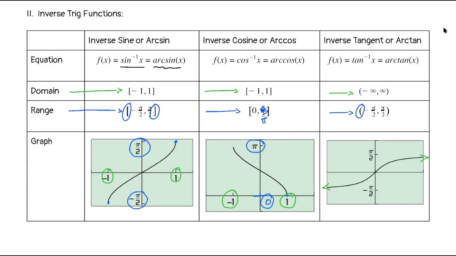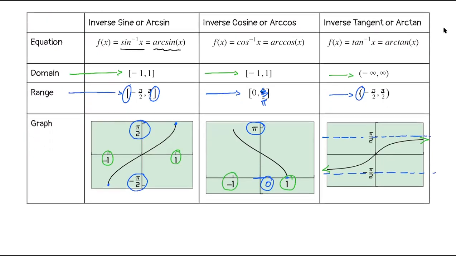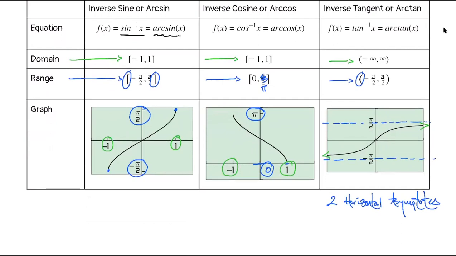But what makes the inverse tangent one different is we don't actually ever get to a y value of negative pi over 2 or a value of pi over 2. So what we have here for the inverse tangent, and we'll make a note of it down here, is two horizontal asymptotes. Inverse tangent is not a small graph like inverse sine and inverse cosine. It extends forever and ever. The horizontal asymptotes should have equations of y equals pi over 2 and y equals negative pi over 2.